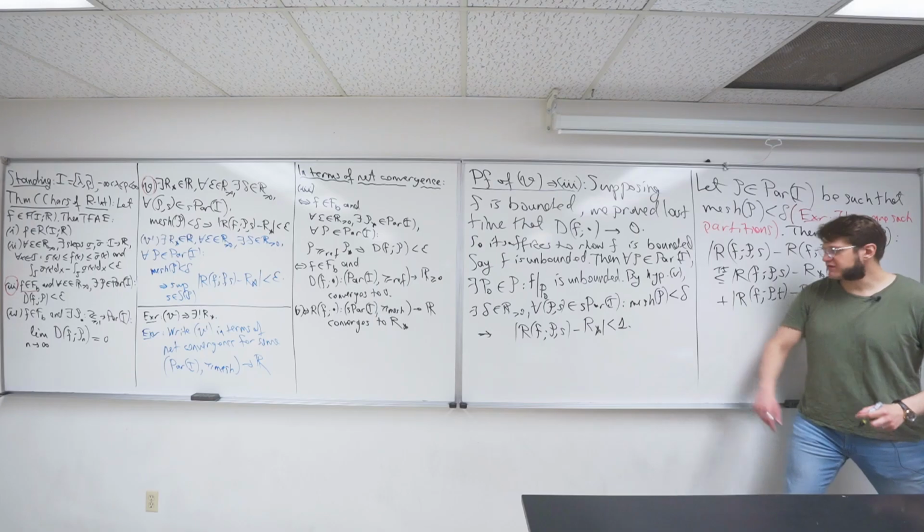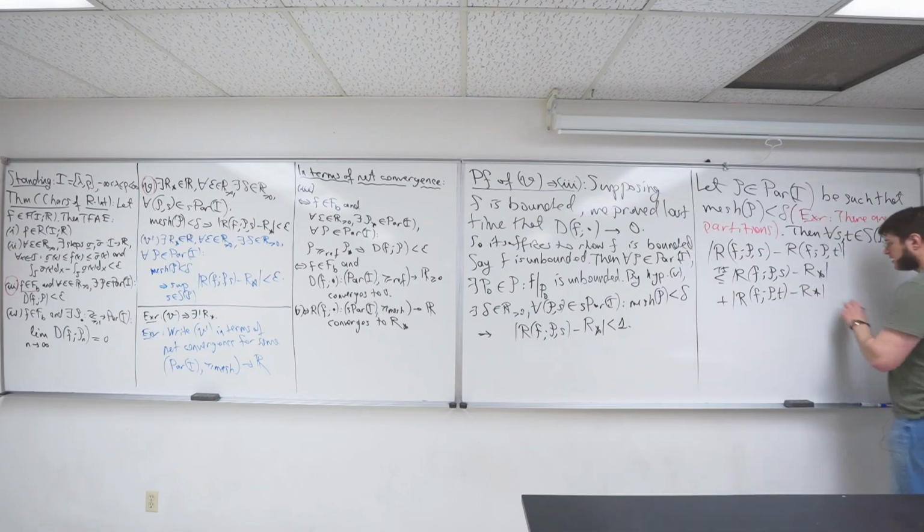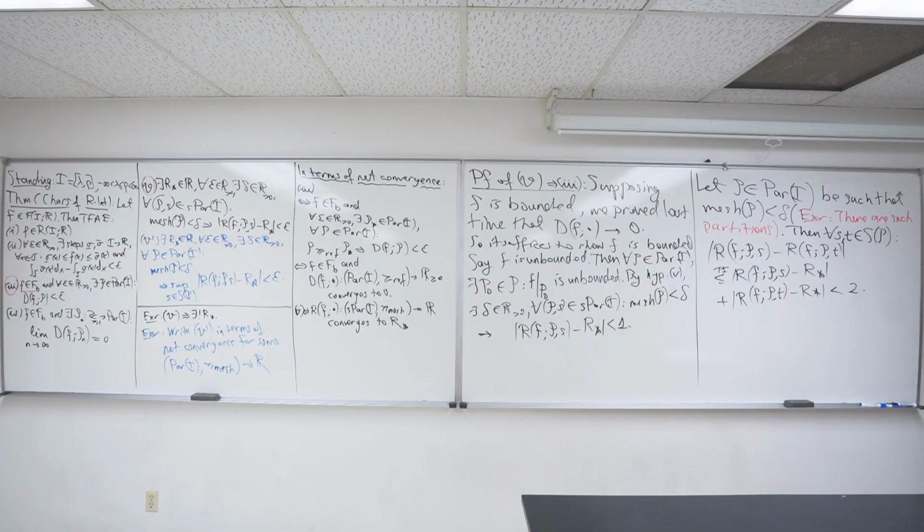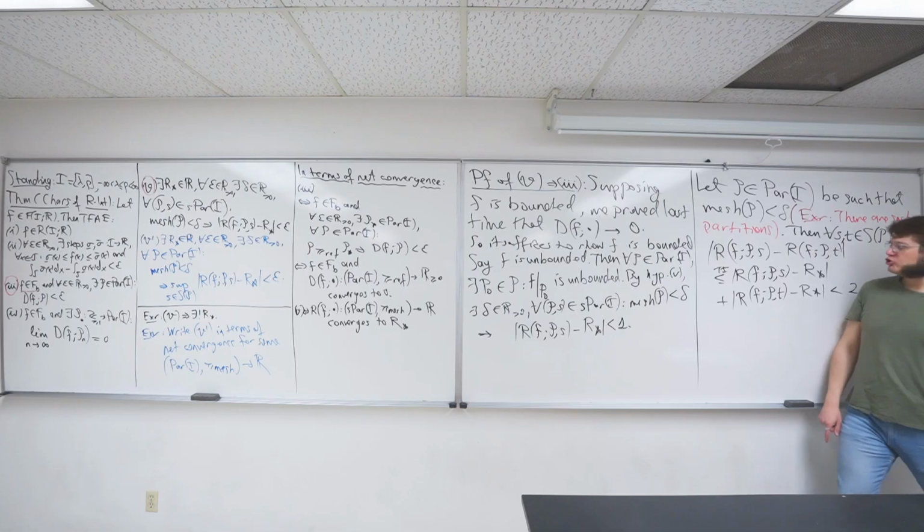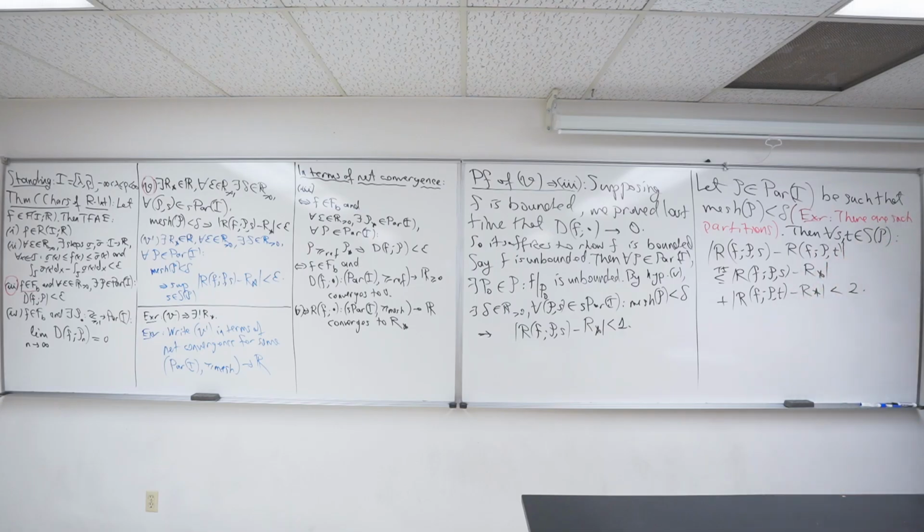But by hypothesis, both of these are bounded by 1, which means that this is bounded by 2. Meaning, if I fix a partition whose mesh is bounded by delta, then no matter which sampling functions I choose, the associated Riemann sums cannot be more than 2 apart from each other. I could have chosen this one to be a lesser number, but this is going to be enough.